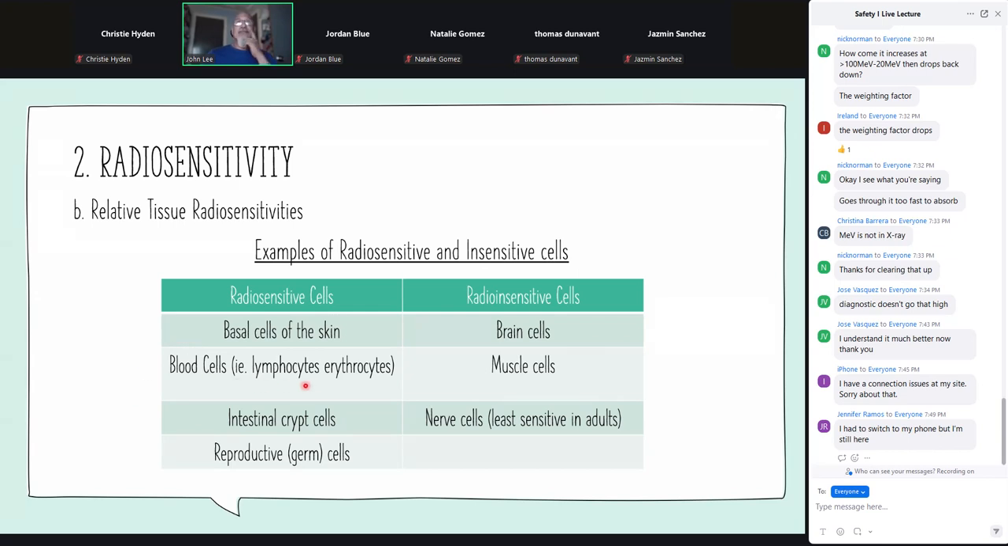Blood cells, especially lymphocytes and erythrocytes, intestinal crypt cells, and then our reproductive germ cells. Very radiosensitive. The radio insensitive: brain cells, muscle cells, highly specialized, as well as nerve cells, especially in adults. These are the least sensitive.